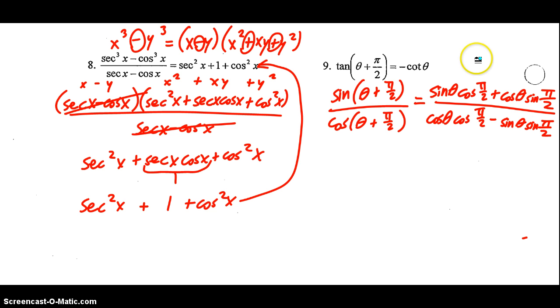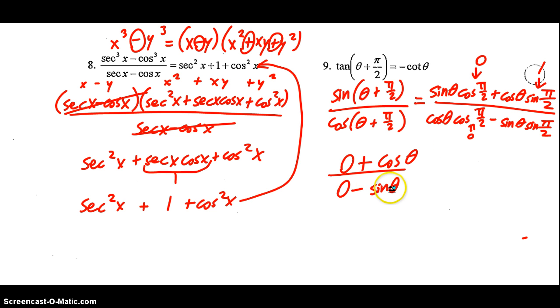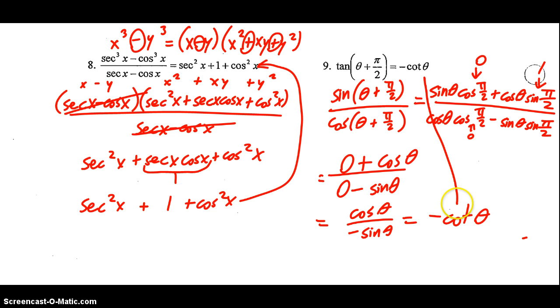And then we can start filling some stuff in, right? Like cosine of pi over 2, for instance, is 0. Well, sine theta times cosine pi over 2 is 0. Plus sine pi over 2, we have another one, that's 1. So we end up with 1 times cosine theta, or cosine theta, over, again, cosine of pi over 2 is 0, so this becomes 0, minus 1 times sine theta, which is sine theta. Now, this ends up becoming cosine theta over negative sine theta, which is negative cotangent theta, which is what we wanted it to be.